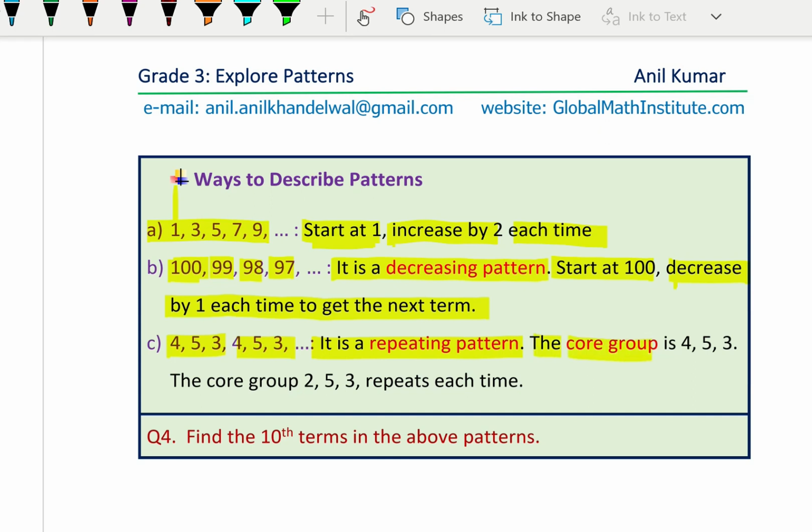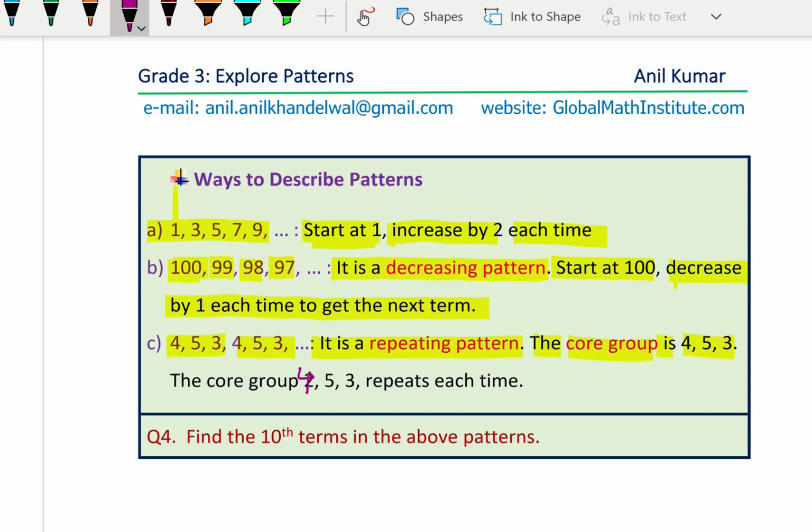The core group is 4, 5, 3. So that is the group which repeats, right? So the core group is 4, 5, 3 and we can now write down that the core group 4, 5, 3 repeats each time, correct? So that becomes a description. I hope that makes sense. Perfect. Now that brings us to another question.